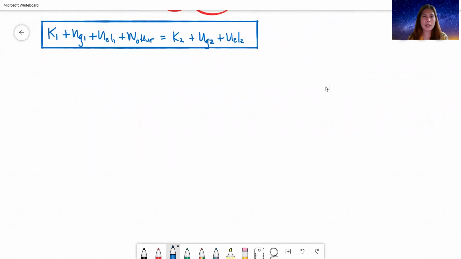So, let's talk about common cases that you'll encounter in problem solving, no? As we apply this conservation of energy. Our first case, simplest case would be, what if the only force that does work is gravity. So if we say, in other words, only gravity does work.